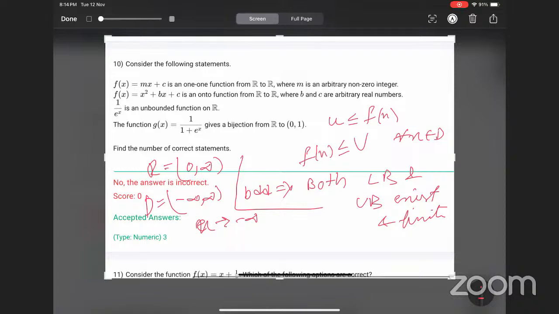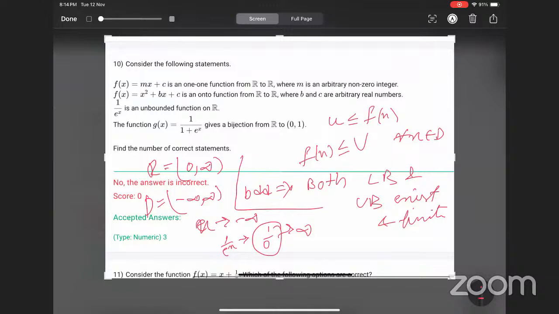And when x tends to minus infinity, 1 over e power x tends to 1 over e power minus infinity. That means 1 over 0, right? Which is something tending towards infinity. So now you are clear why this function is unbounded. So this statement is correct.